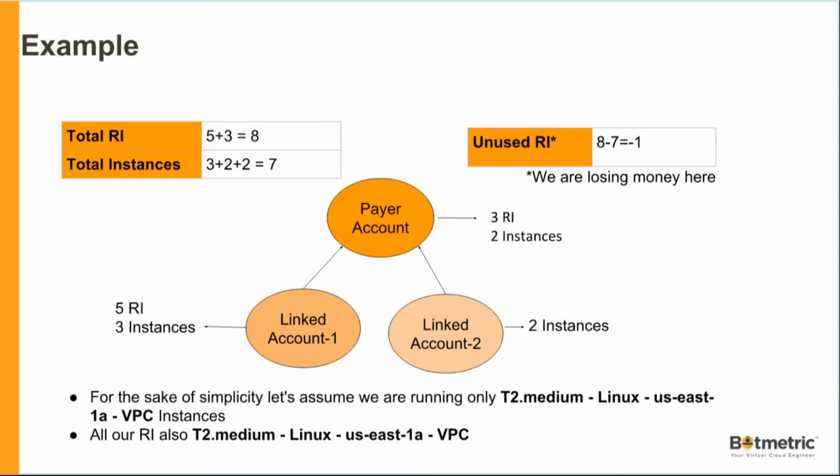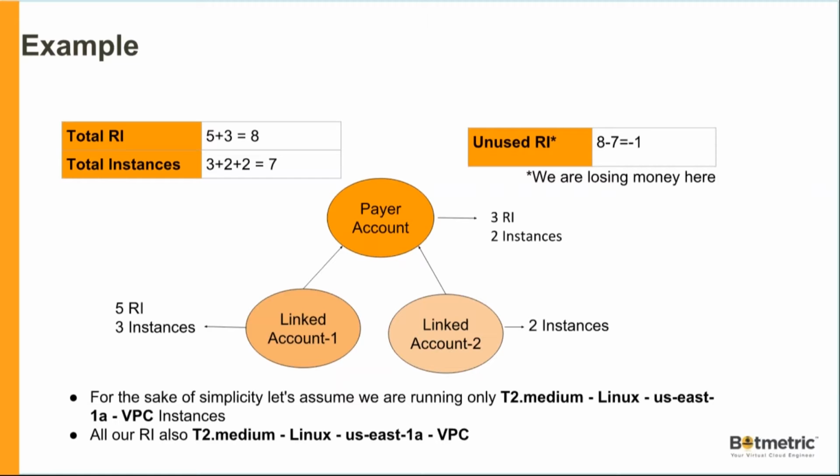So now, in total we have 5 plus 3, so 8 RIs. Total instances we have are 3 plus 2 plus 2, so 7 instances. So 8 minus 7, we have 1 left over. That means there is one RI which is unused. No machines are matching it, so we are actually losing money here.